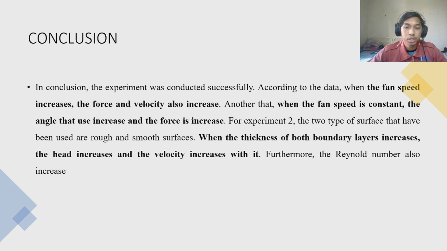For experiment 2, the two types of surface that have been used are rough and smooth surfaces. When the thickness of both boundary layers increases, the head increases and the velocity also increases. Furthermore, the Reynolds number also increases.